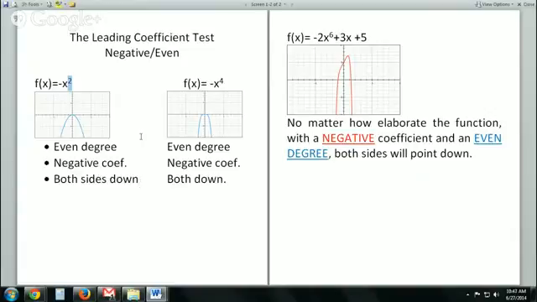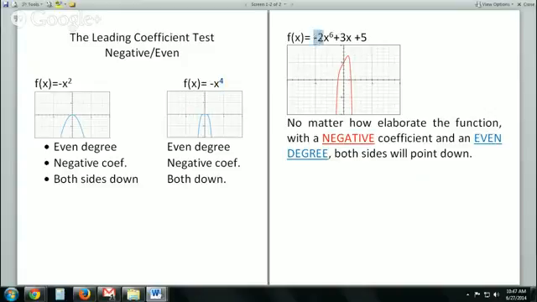Let's see if that holds true for a higher degree. Here is a negative coefficient with an even degree, so I'm expecting both sides to be pointed down. Both of the sides do the same thing when we have an even degree, and they are both pointing down. Both sides are pointing y goes to negative infinity. When I have an even degree with a negative coefficient, the two sides point down, which means both sides y goes to negative infinity. Let's see if it's true with a fancy one.